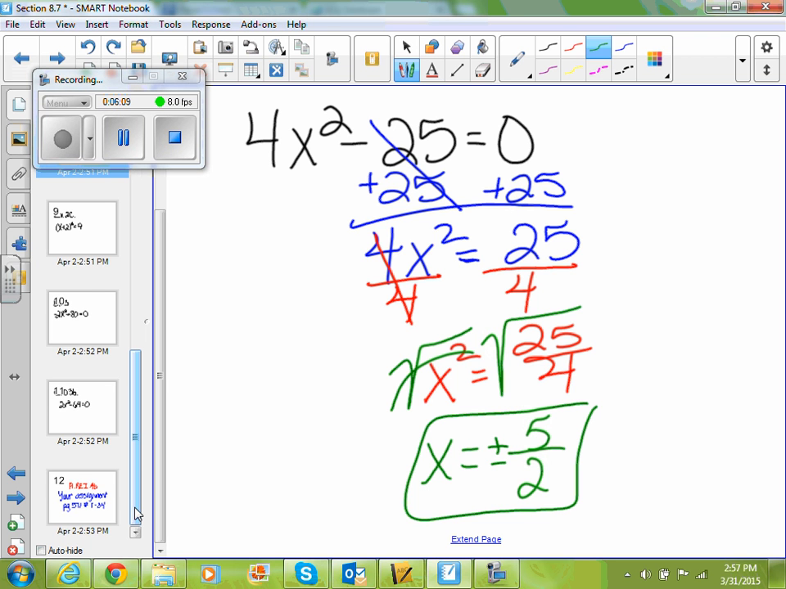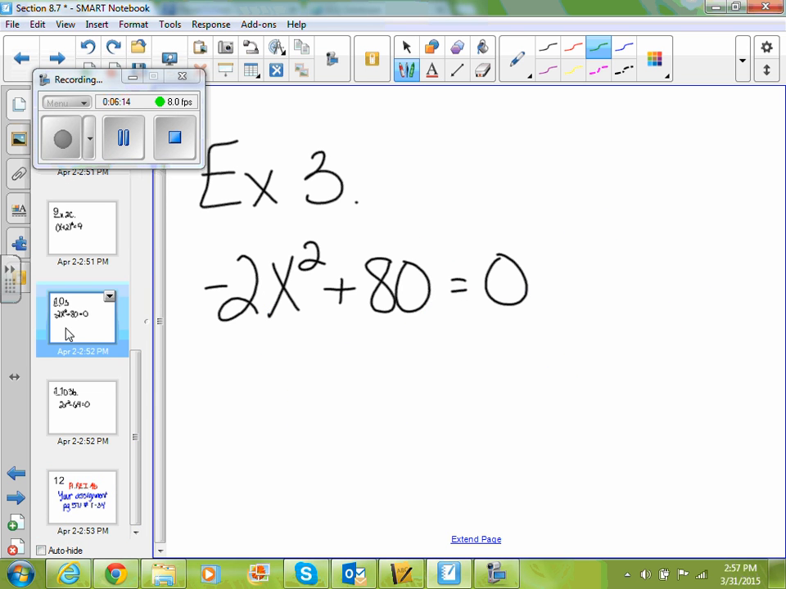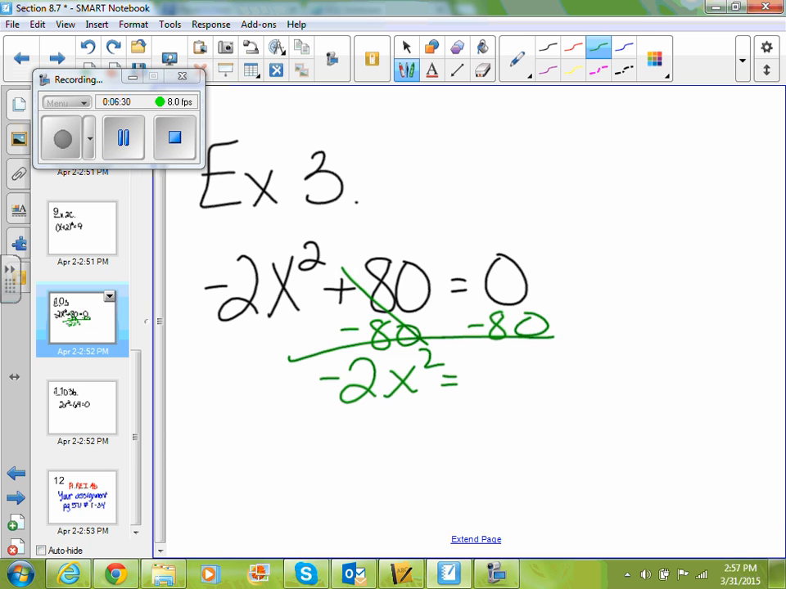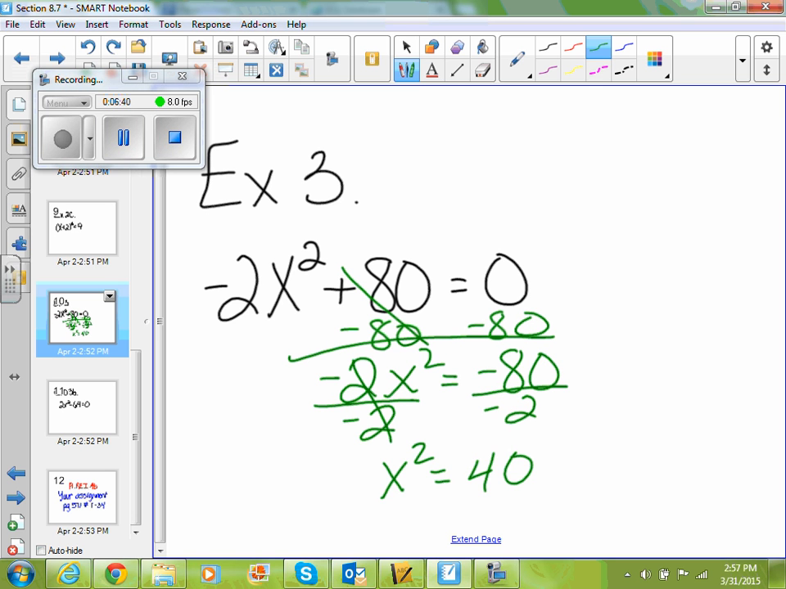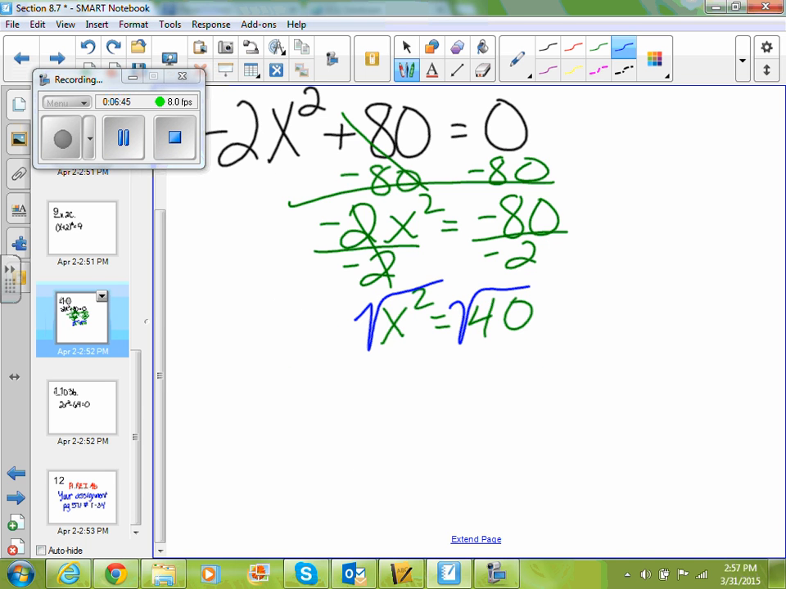Okay, do you guys want to do one more, or you think you're good? You're good? Do one more? Okay. We'll do this one. Alright, so negative 2x squared plus 80 equals 0. So I'm going to subtract 80. So negative 2x squared equals, what's 0 minus 80? Negative 80. Then I'll divide by negative 2. Positive 40. Square root.